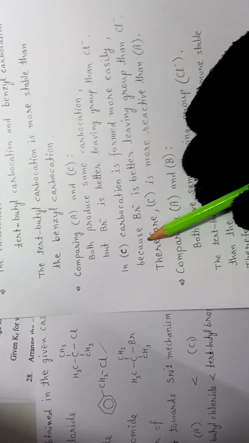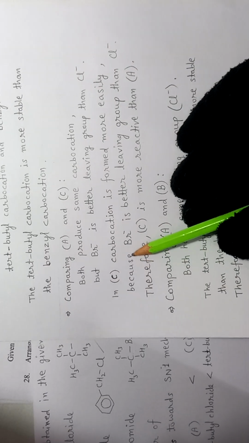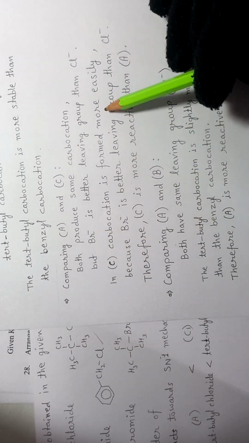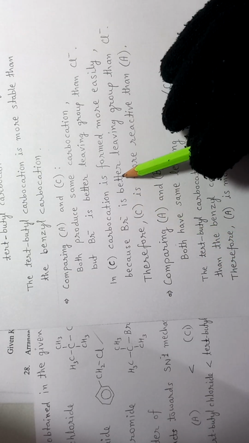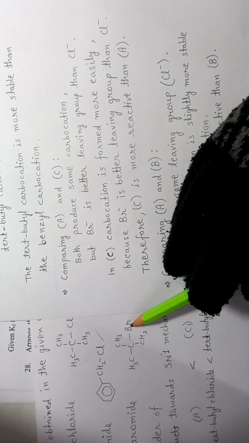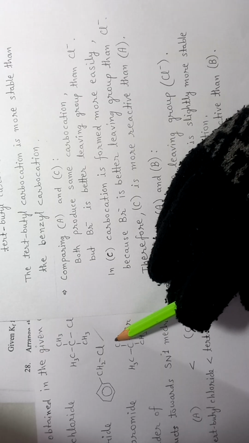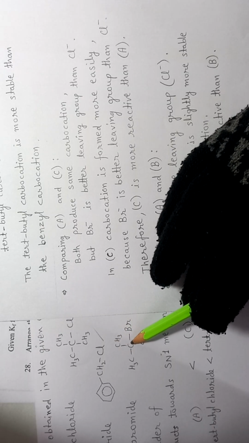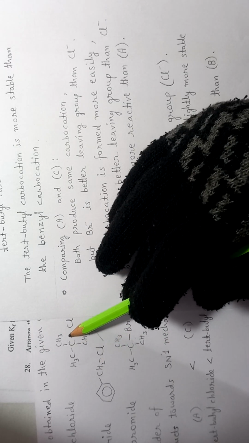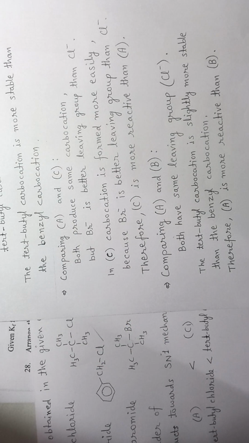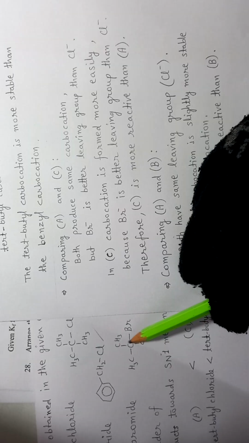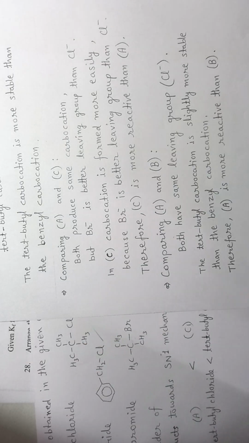Now comparing A and C, both produce the same carbocation. Both produce tertiary butyl carbocation. But bromide is a better leaving group than chloride, so the carbocation from this will be formed more easily, more quickly, as compared to that formed in this case. Therefore, this C is more reactive than A. So this one part we have found out: this is more reactive than A.